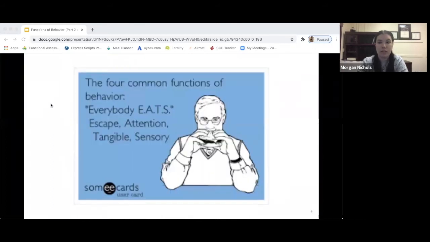And here's an easy way to remember the functions of behavior. Everybody eats. So E stands for escape, A stands for attention, T stands for tangible, or that's like an item or an activity, and then the S stands for sensory, that itch you need to scratch or that feeling that you like, something like that.